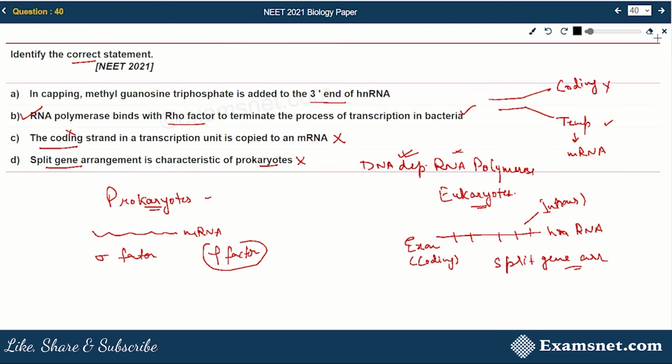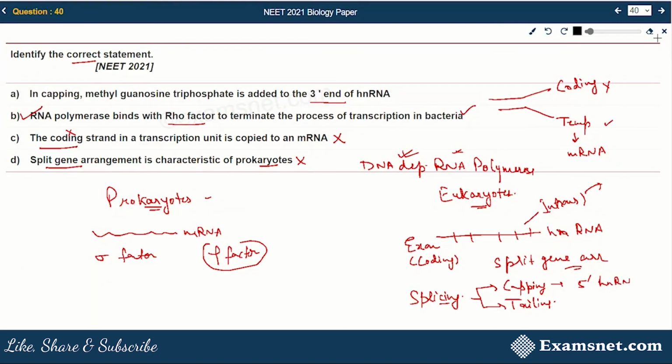Now, so it is required that the introns should be removed and the exons should be joined together. And this is done by a process known as splicing, which consists of two steps. First is capping and the other is tailing. What happens in capping? Here methyl guanosine triphosphate is added at the 5' end of the hnRNA.